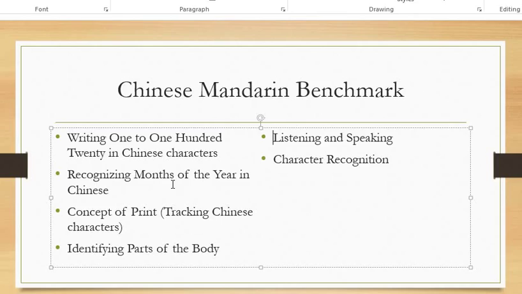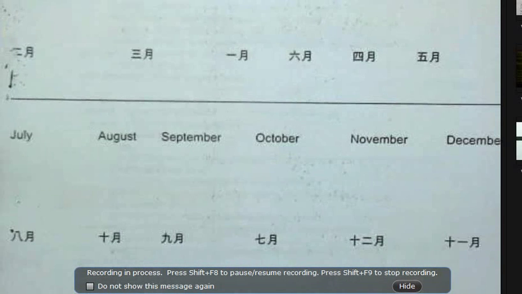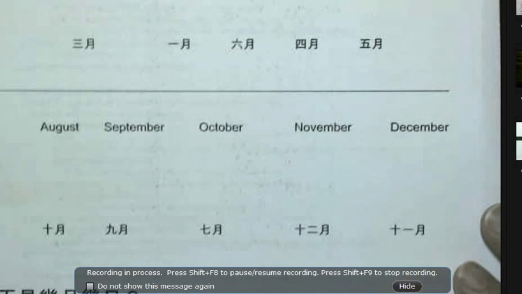Second part, recognizing months of the year in Chinese. This part is matching the Chinese characters to the names of the months of the year in English. So 1月 would be January, 2月 would be February. So this is the matching part, and this is what it looks like on the test. Not very clear. Want to focus. Okay, there we go.